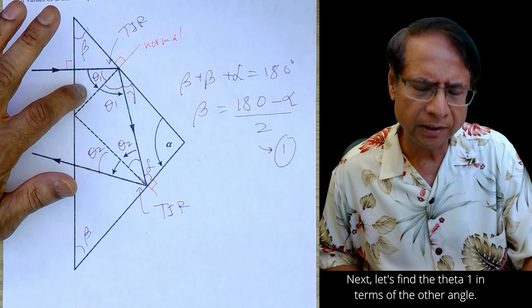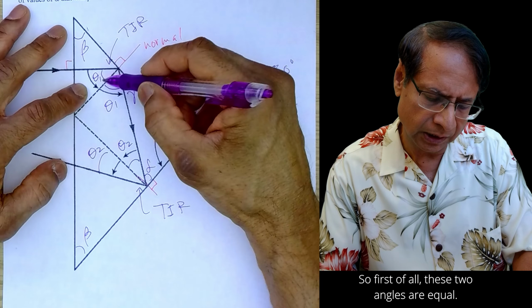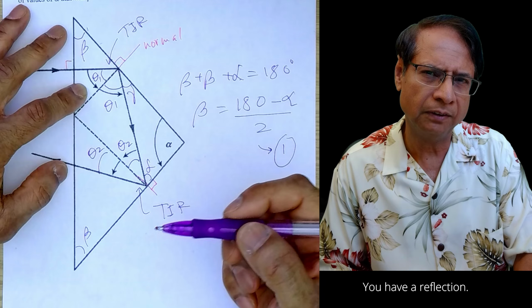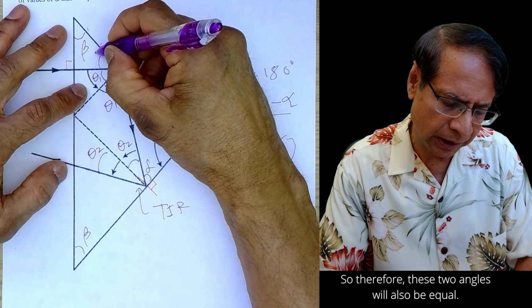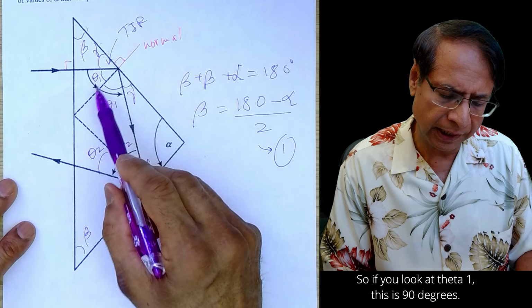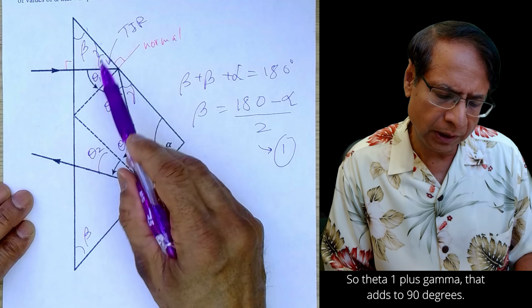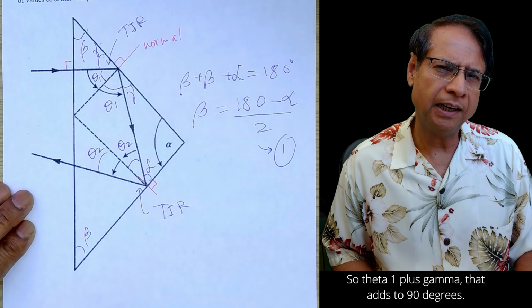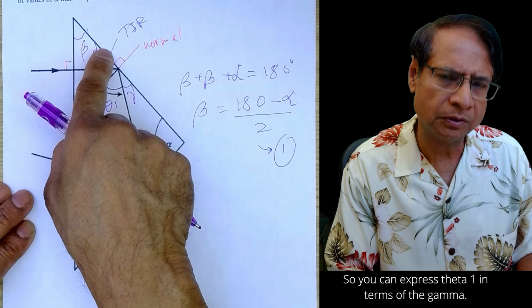Next, let's find this theta 1 in terms of the other angle. First of all, these two angles are equal. You have a reflection, so these two angles will also be equal. So this is also a gamma over here. If you look at theta 1, this is 90 degrees. So theta 1 plus gamma adds to 90 degrees, so you can express theta 1 in terms of gamma.